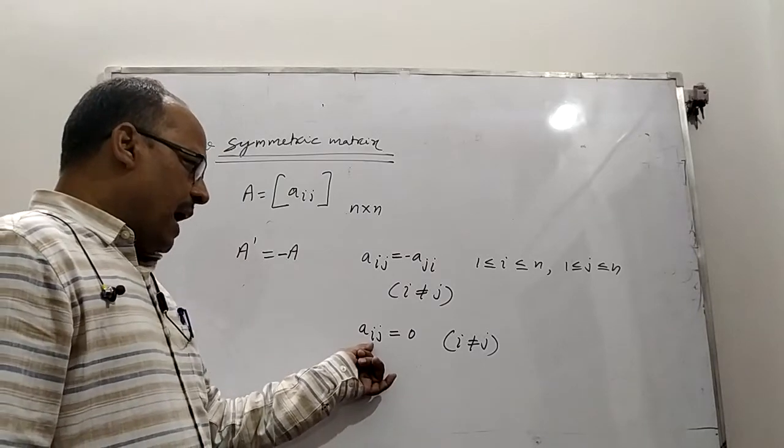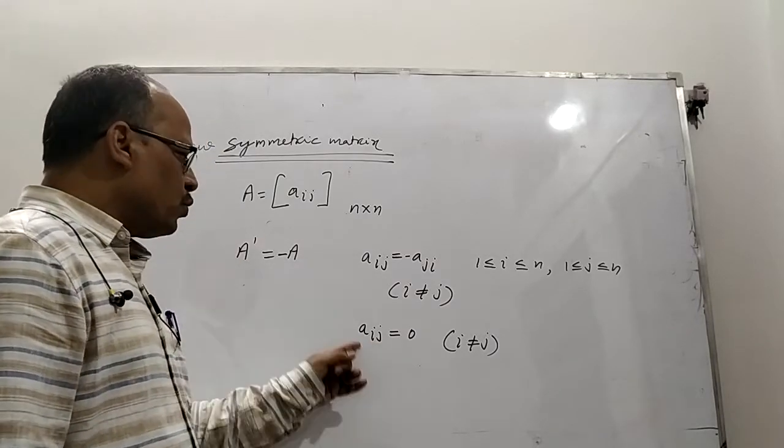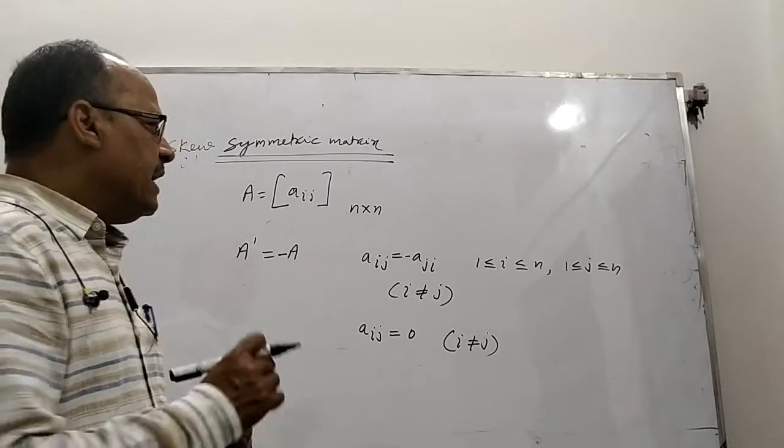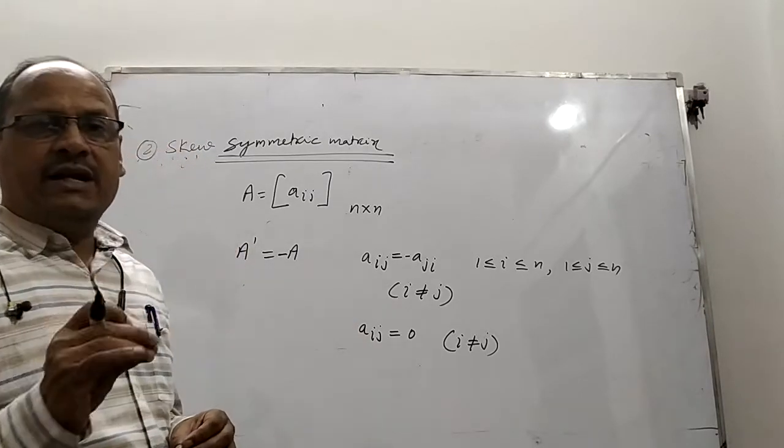I equal to J means first row, first column, second row, second column, third row, third column. It means the diagonal element is 0.